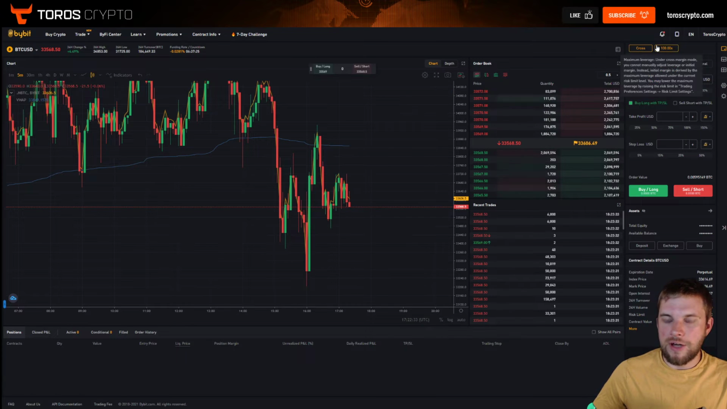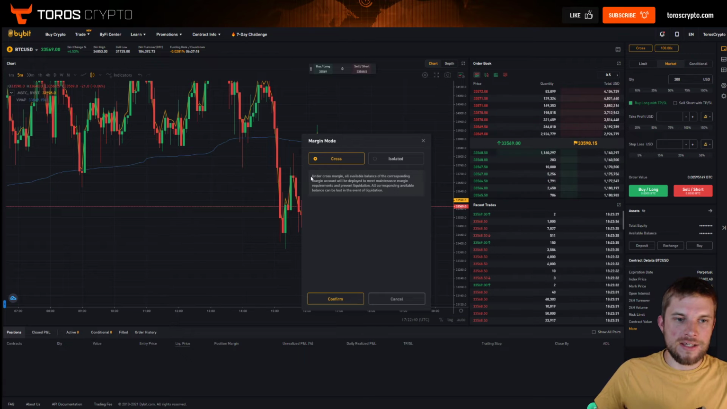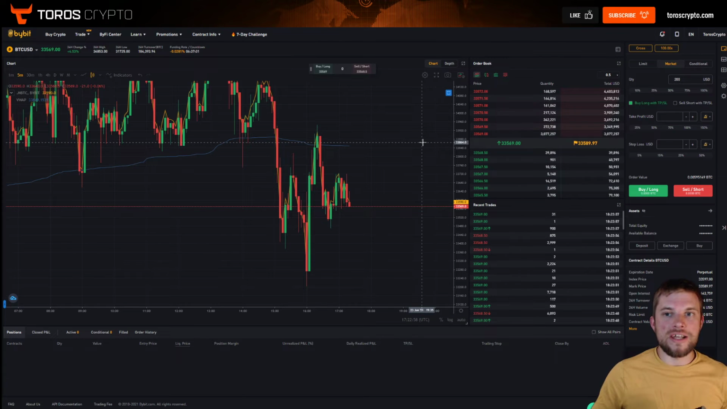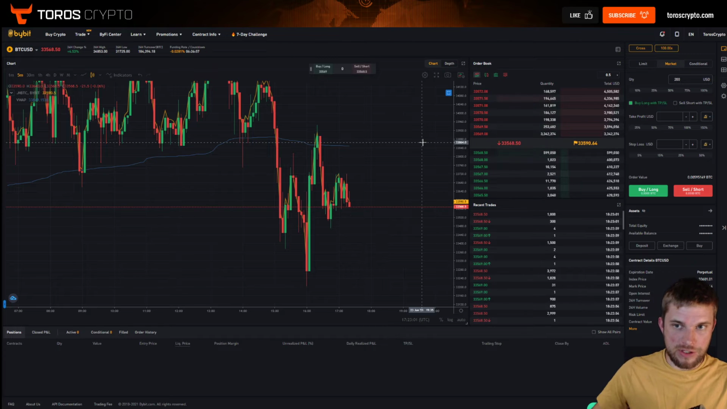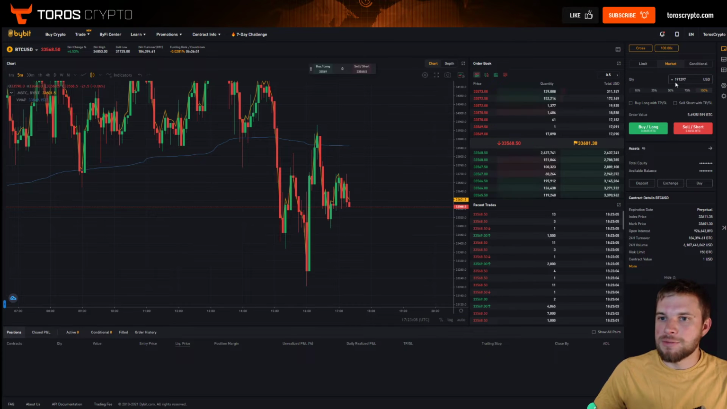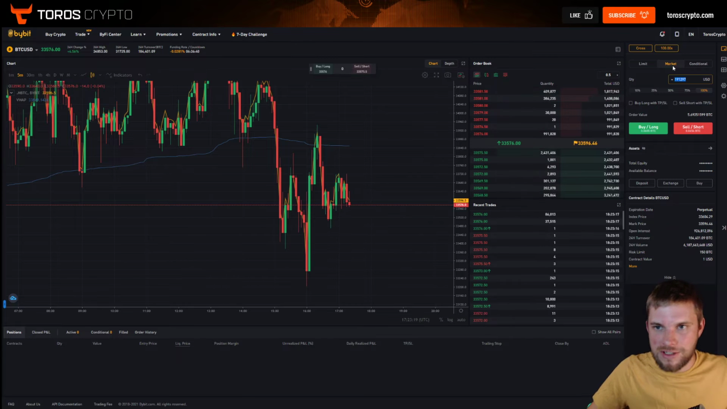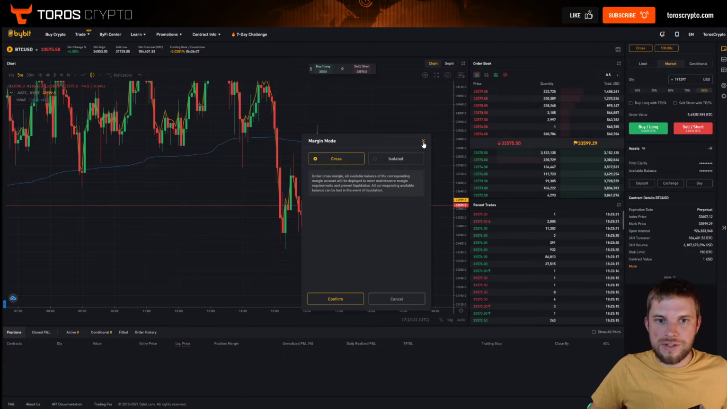So again, what we have up here, I should probably just explain that quickly as well, is the options of cross and isolated. So under cross margin, all available balance of the corresponding margin account will be deployed to meet maintenance margin requirements and prevent liquidation. All corresponding available balance can be lost in the event of liquidation. So this basically means that when you're trading at cross, your entire account is being used as the leverage on that trade. So what I can do here, let's just take this off, I can trade a maximum of $191,297, and that is the maximum amount that I can trade at a 100x leverage.